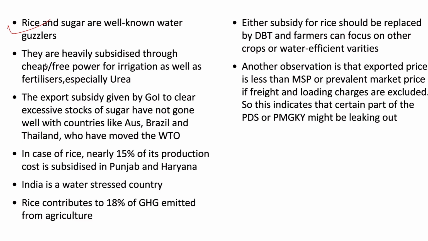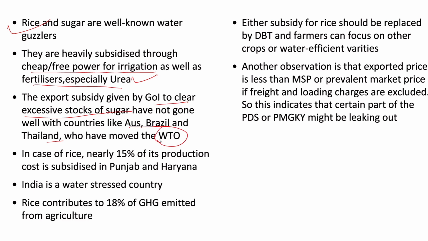They are heavily subsidized through cheap and free power for irrigation as well as fertilizers, especially urea. The export subsidy given by the government of India to clear the excessive stocks of sugar has not gone well with countries like Australia, Brazil, and Thailand, who have moved the World Trade Organization recently.